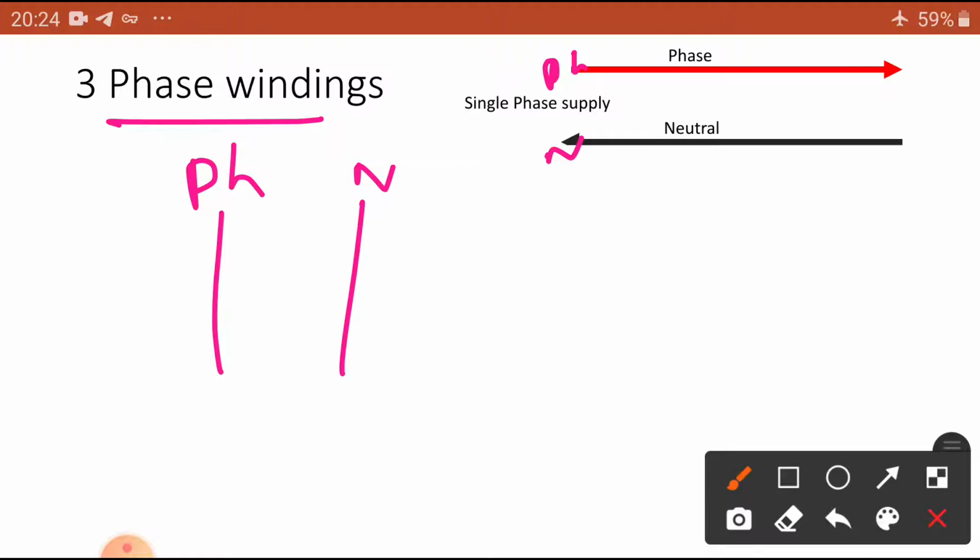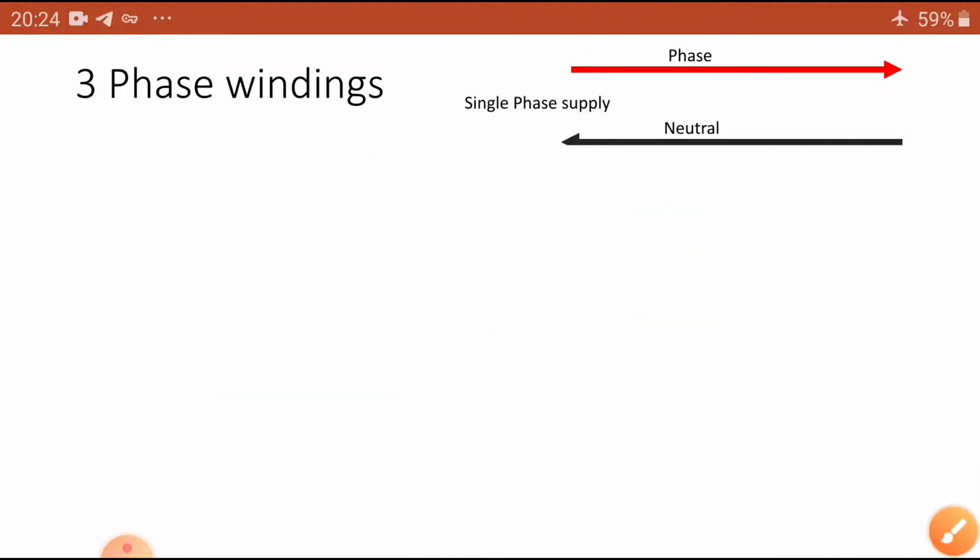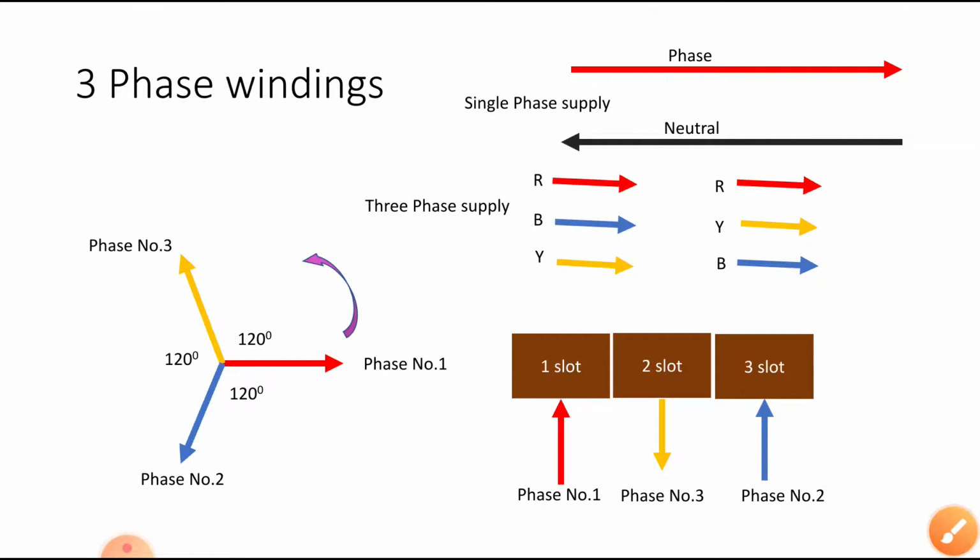If I connect any load here, it is simply connected to this one. So the current comes with a 180 degrees phase displacement. But here there is only one person, a single person, so whatever the property is, it is given to this one person in total. But in three phase, what happens?